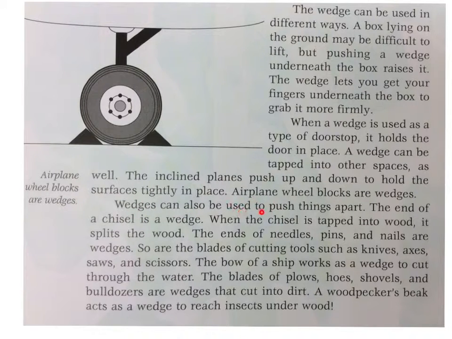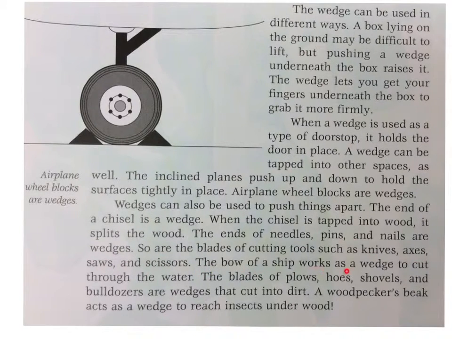Wedges can also be used to push things apart. The end of a chisel is a wedge. When the chisel is tapped into wood, it splits the wood. The ends of the needles, pins, and nails are wedges. So are the blades of cutting tools such as knives, axes, saws, and scissors.